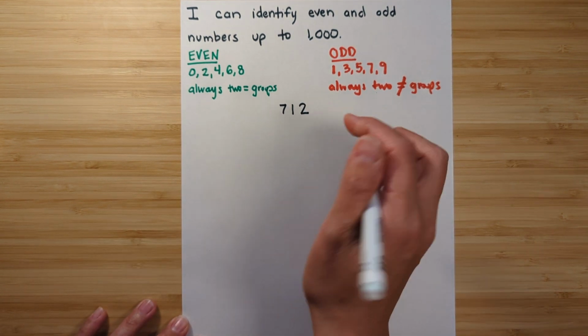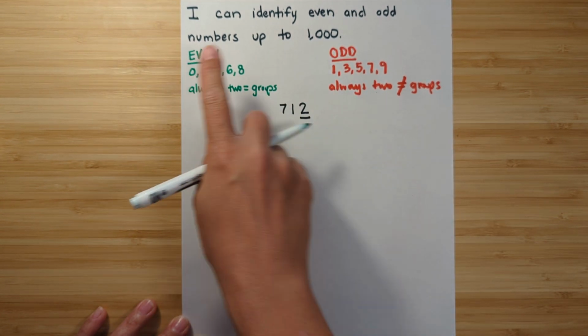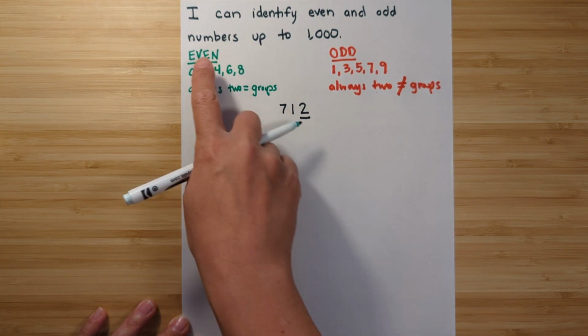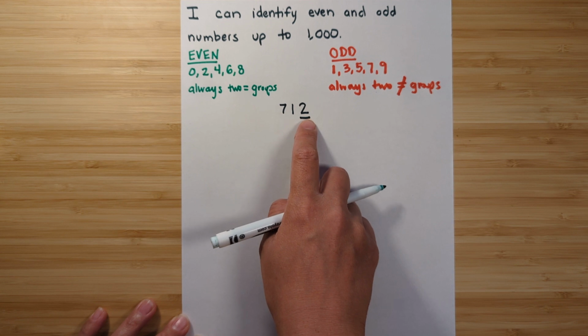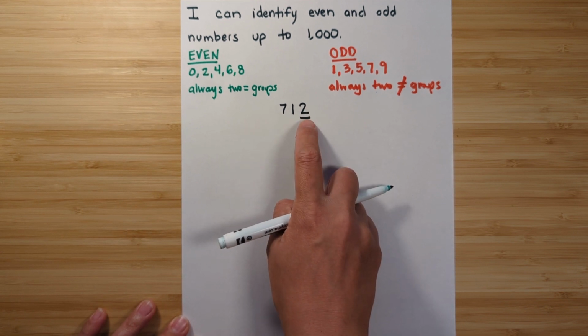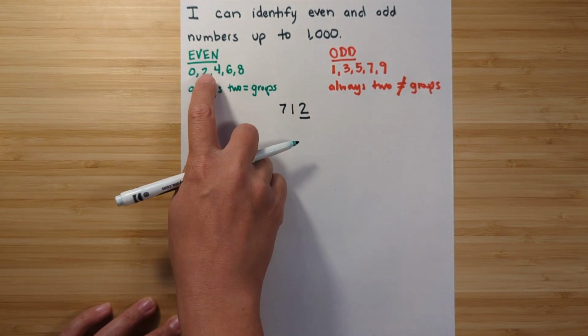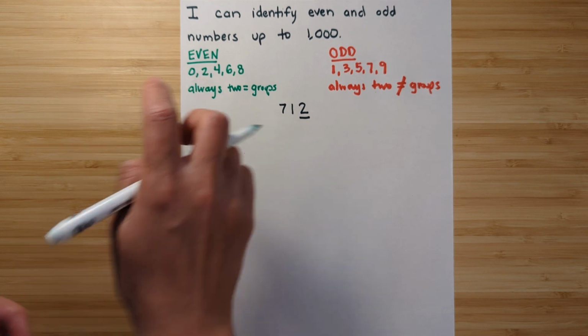in the ones place. So make sure whenever you're looking at numbers and you're trying to figure out if it's even or odd, always look in the ones place. That will tell you if it's going to be an even or an odd number. It doesn't matter if all the numbers before the ones place are odd. Just look at the ones place for looking at even or odd numbers. So this number 712 is indeed even because the ones place has a 2 and 2 is an even number.